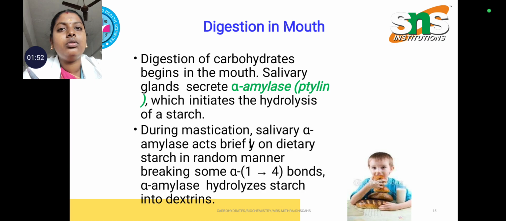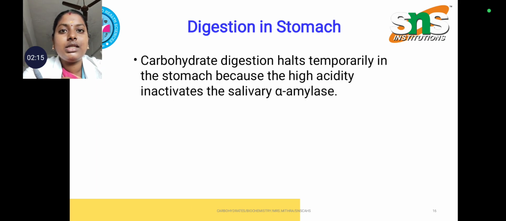So digestion in the mouth begins where salivary alpha amylase, ptyalin, initiates the digestion process. During mastication, this enzyme acts briefly on dietary starch, breaking some of the alpha 1 to 4 bond linkages. And digestion in the stomach halts temporarily because of the high acidity, as our stomach contains hydrochloric acid which inactivates the salivary alpha amylase.